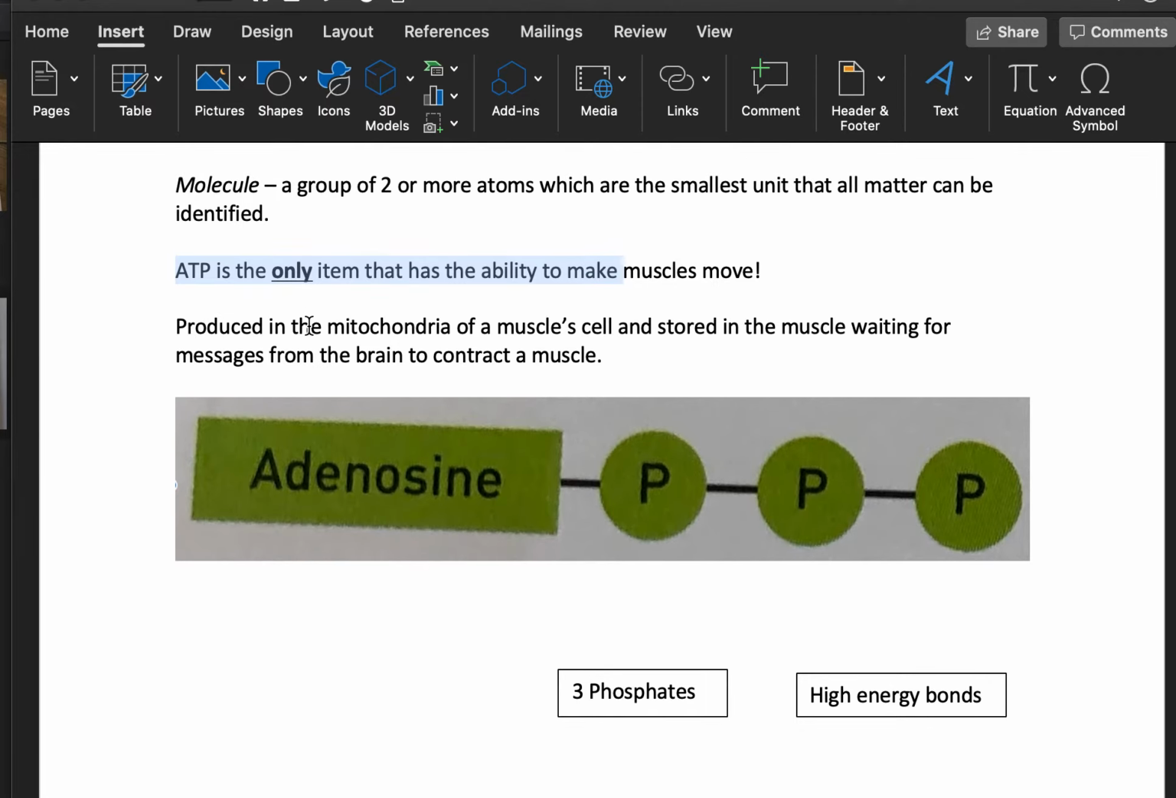ATP is made within the mitochondria, which is inside a muscle's cell. So it's made there and it's stored in that muscle, waiting for a message from the brain to say, hey muscle, contract. And when that muscle is able to contract, the energy is found inside this energy carrying molecule. So we have our adenosine triphosphate here.